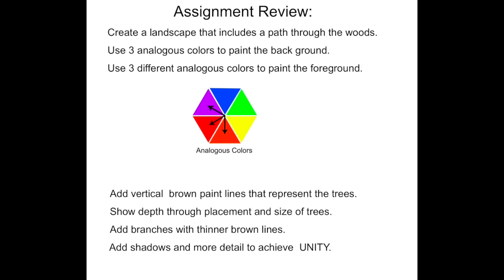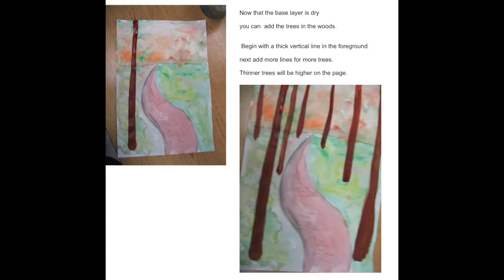Add vertical brown paint lines that represent the trees. You're also going to show depth through placement and size of trees. You'll add branches with thinner brown lines and add shadows and more details to achieve unity. Unity is when everything looks like it goes together beautifully.